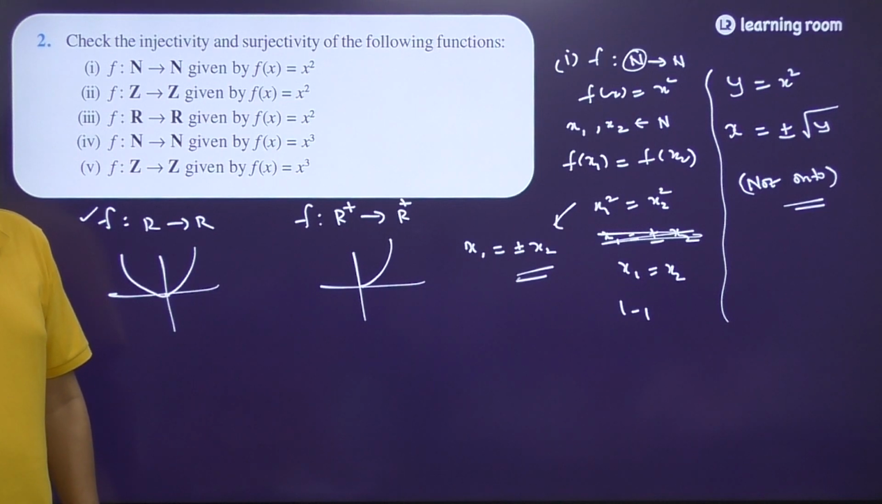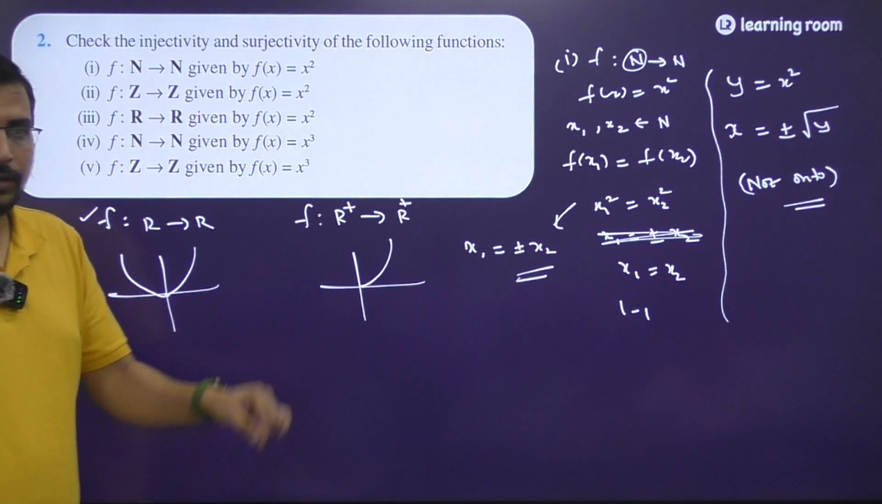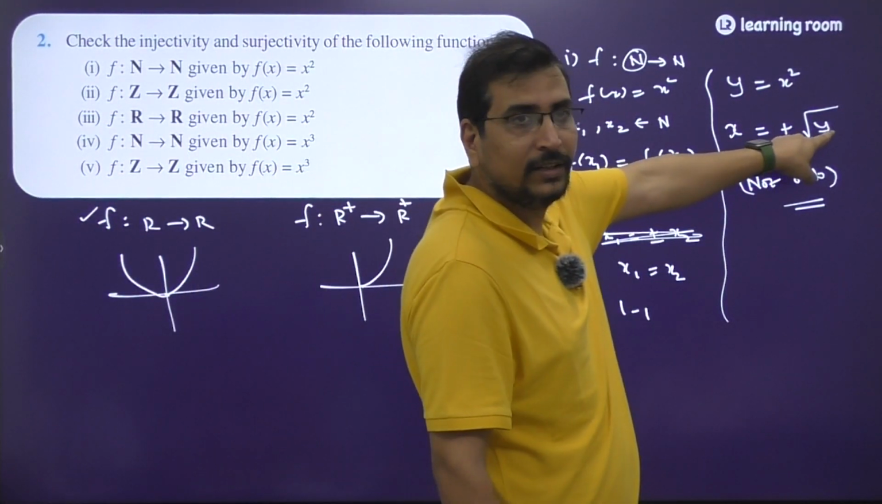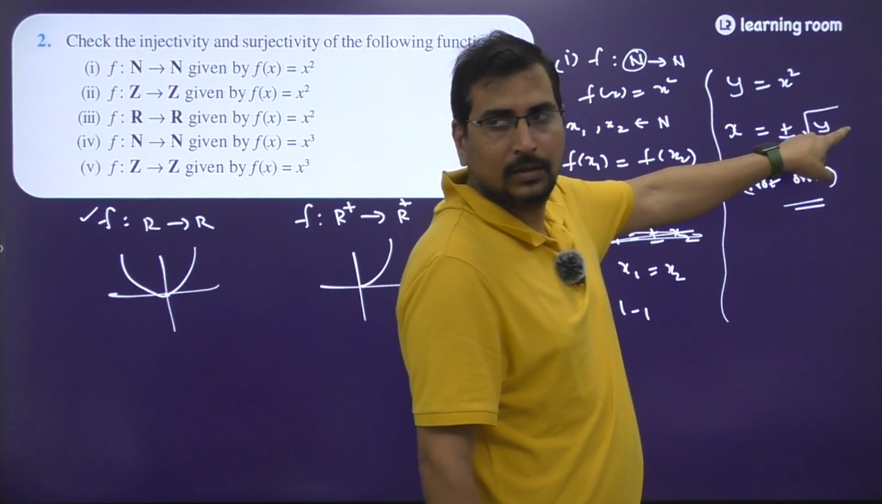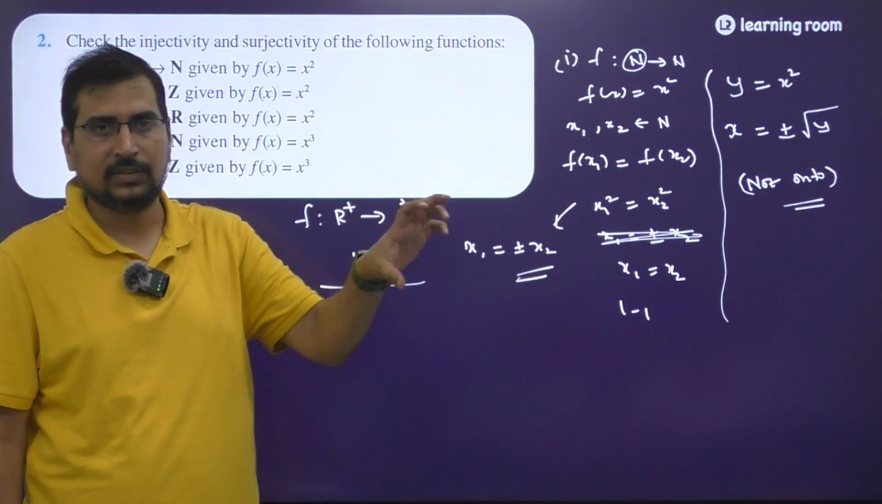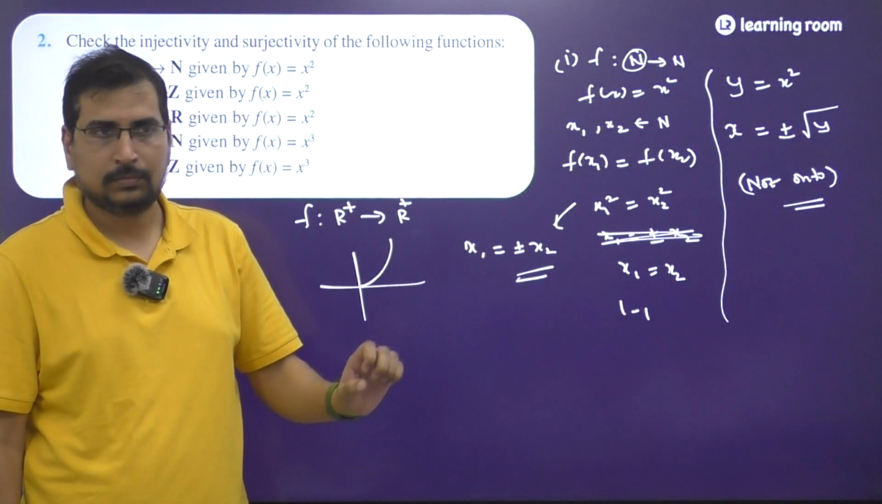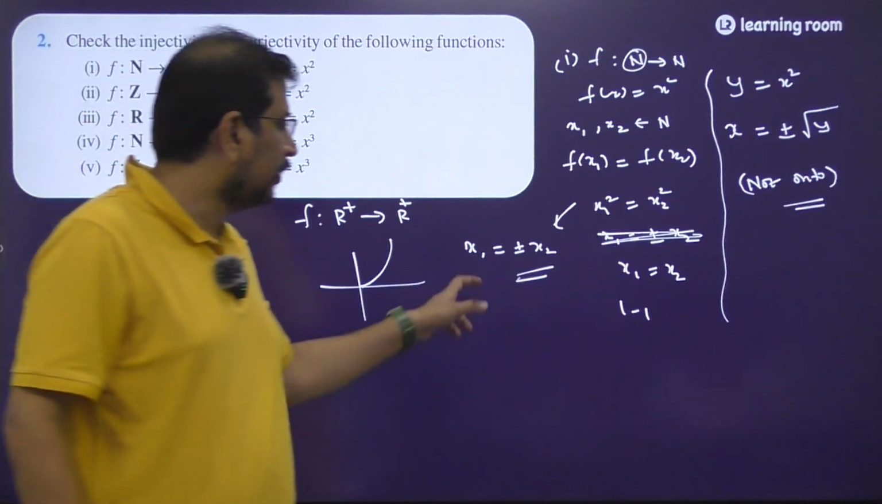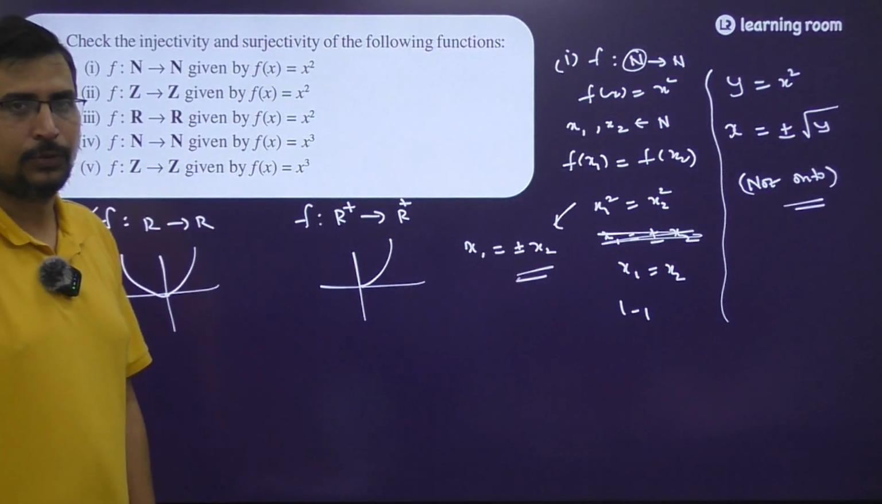Obviously not onto, because when you talk about integers, you can substitute negative values also here. A negative value is obviously not going to give you an integer. Integer is also a subset of real numbers. Again, you will get the same thing: x1 is equal to plus or minus x2.